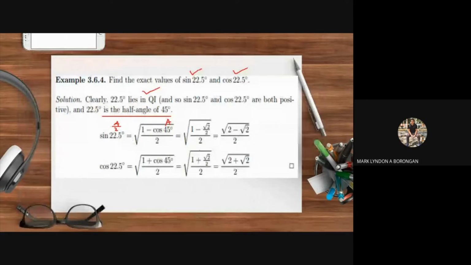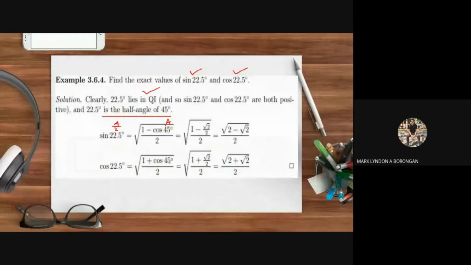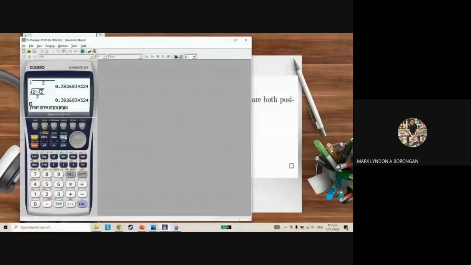Next, for the cosine. It's not the same, right? In the sine identity, it is negative, but in the cosine identity, it is a positive 1. If we try to input it in the calculator, we can calculate directly. So the square root of, wait.